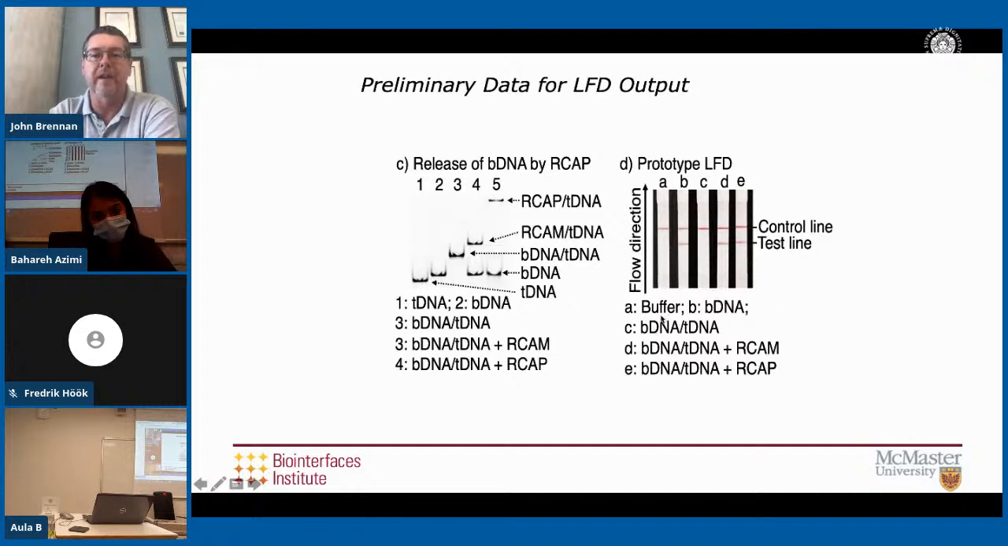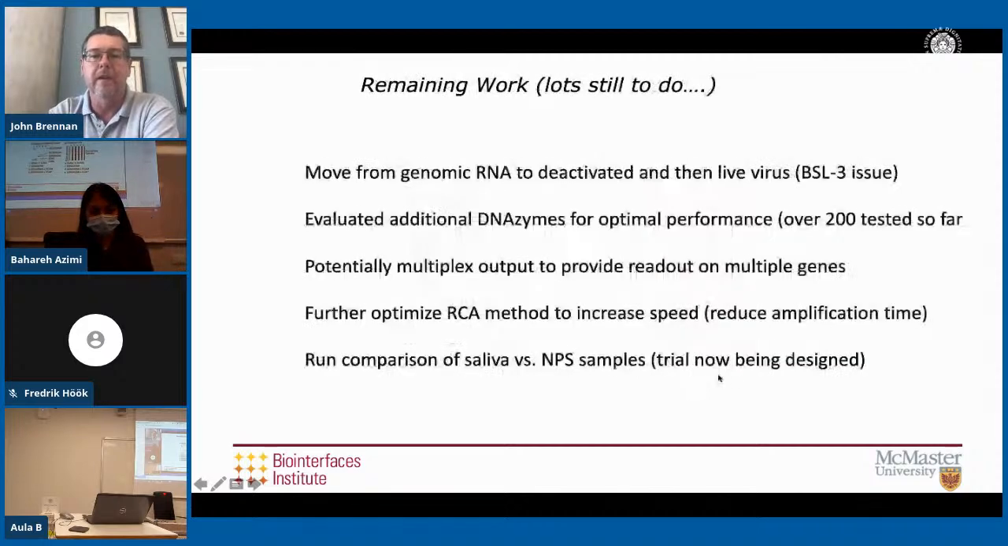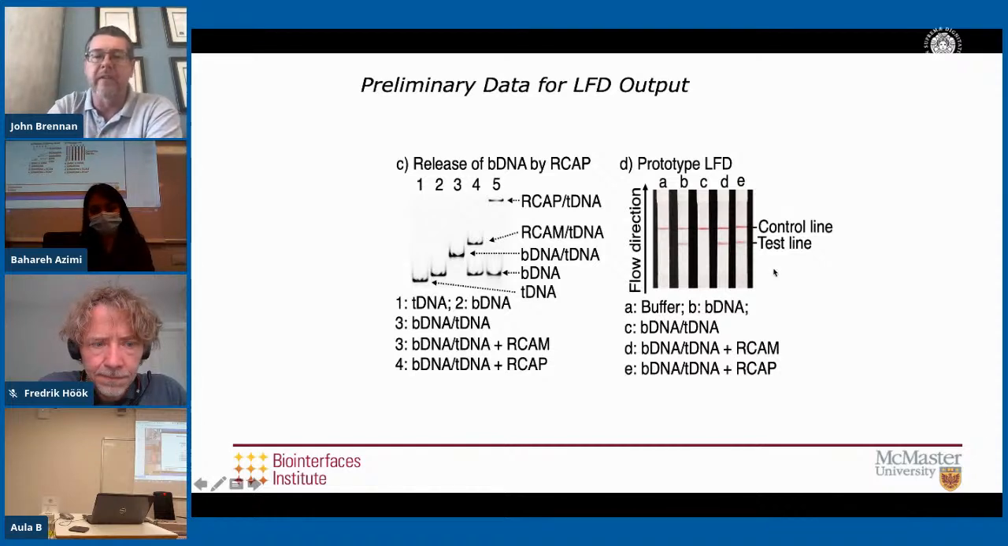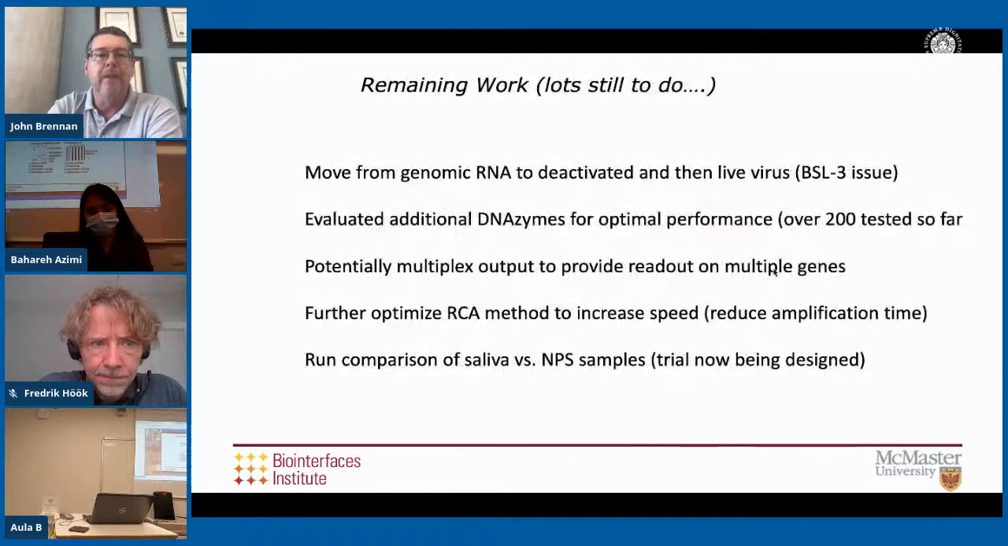So it's been liberated. And the proof is sort of in the pudding. So what we now see here, buffer, we don't see anything. The bDNA, tDNA, you actually see a bit of the bDNA, you see the line is what you're supposed to see. If this is left intact, you don't see a line. This is what we expect. If you add the RCA, either monomeric or polymeric output, you see the test line. So at this point, all of the pieces are working together. And the question then is, what's left to do?